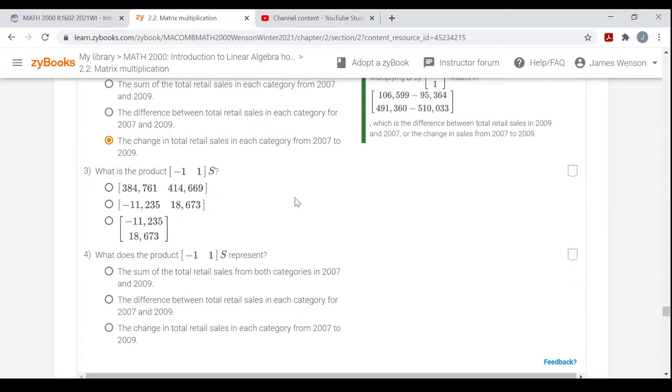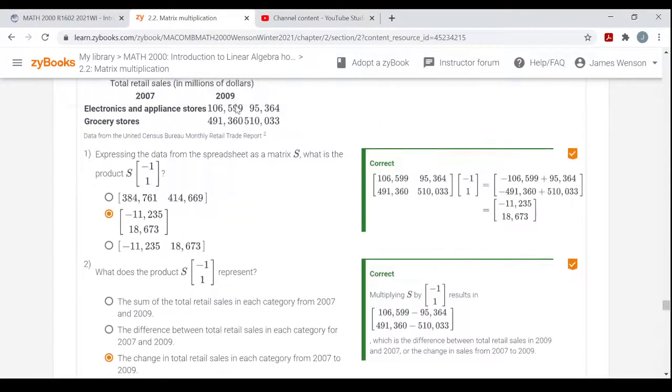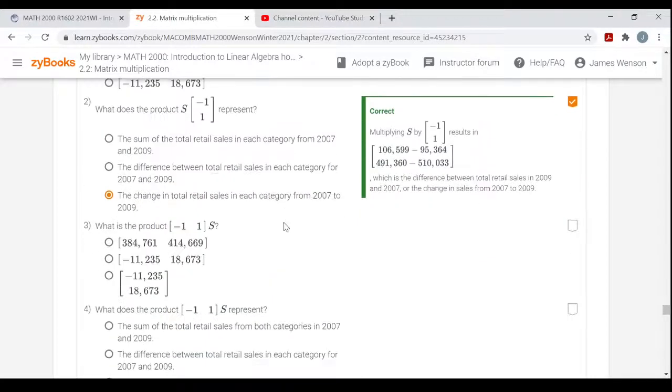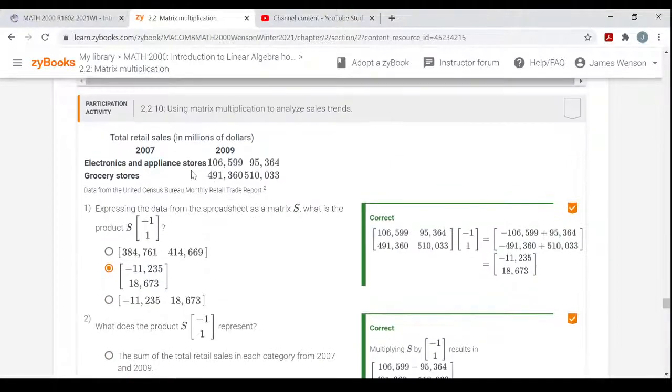S is this 2 by 2 again, but now I'm multiplying by the 1 by 2 on the left. So I'm going to end up with a 1 by 2. So it's either one of these. But this time it's negative 1 times S. So I'd be taking negative 1 times the top value in a column plus the bottom value.